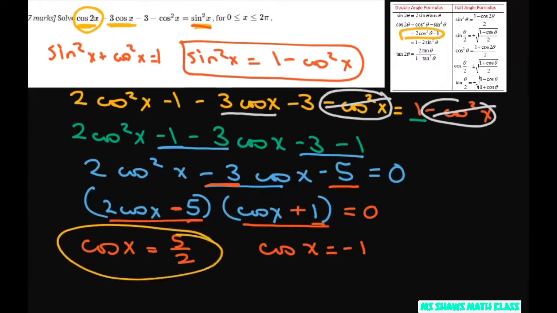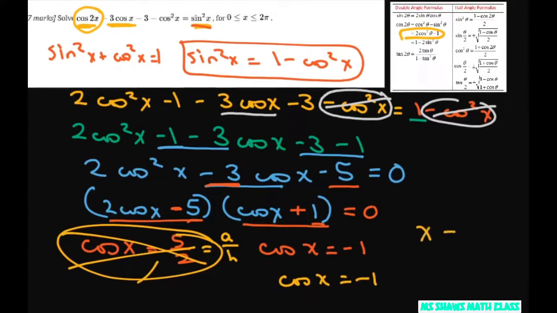The first is impossible because cosine of x is adjacent over hypotenuse, and adjacent has to be smaller than hypotenuse. So we have to disregard this one. And then cosine of x equals negative 1, so that means x has to be pi.